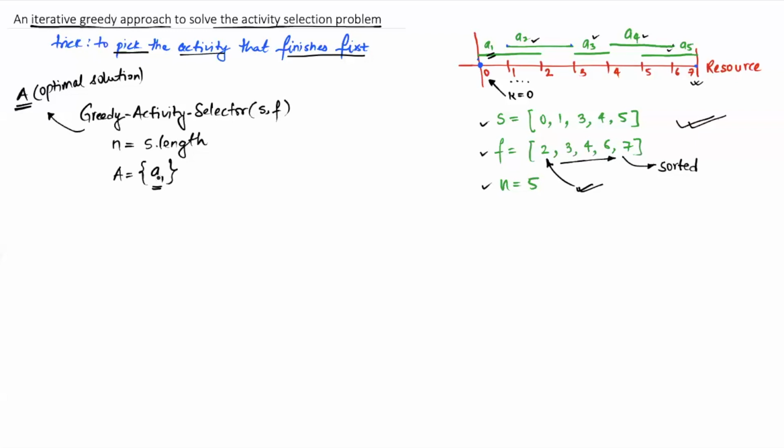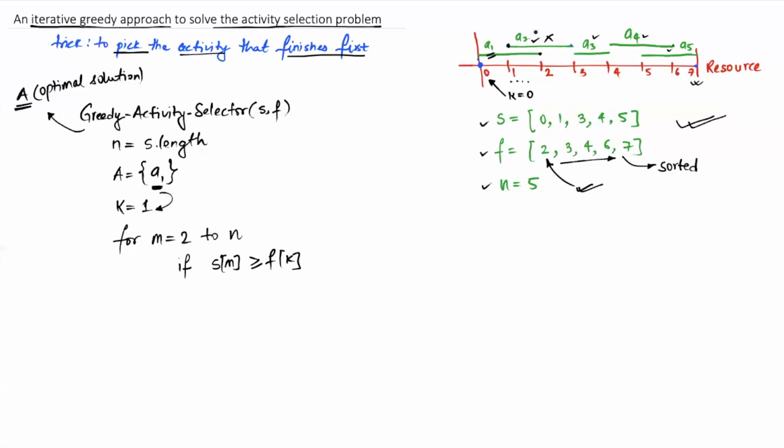Now, to represent our most recent activity added to the optimal solution, I'm going to use this index k, because A1 is the most recent activity added to the optimal solution. I will use this index k to represent the most recently added activity to the solution. So I'm going to scan all the activities starting from the next activity to the nth activity and check if the start time of this activity m is more than or equal to the finish time of our current activity. So here A2's start time is not more than or equal to the finish time of A1. So we do not want this activity.